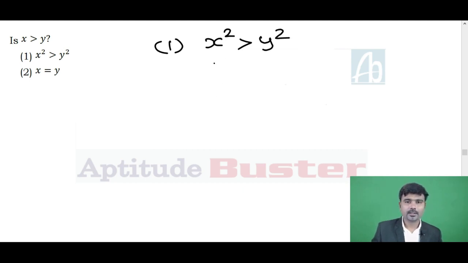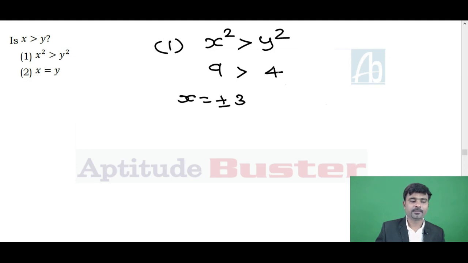Here, a simple example: if I choose x square equal to 9 and y square equal to 4, x square is greater than y square. What's the question? Is x greater than y? See, in this case, if I choose x square equal to 9, the x value is plus or minus 3. Here, y square equal to 4, the y value is plus or minus 2, right?